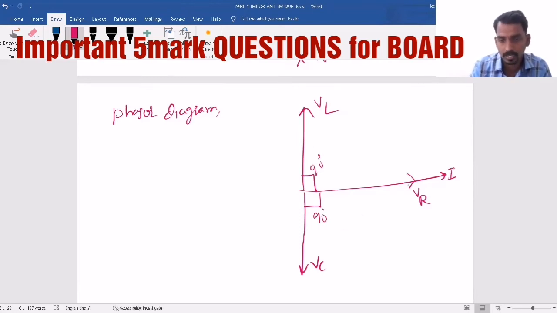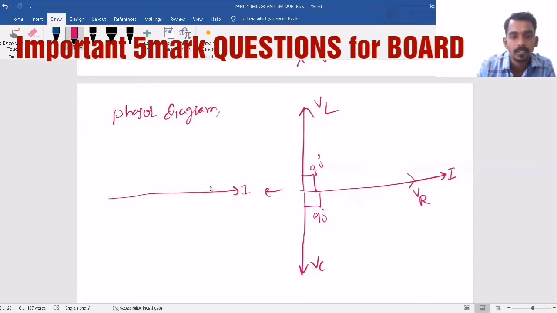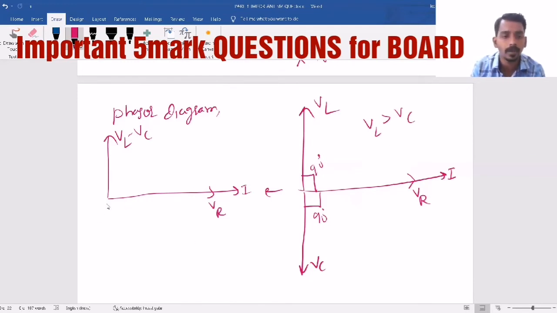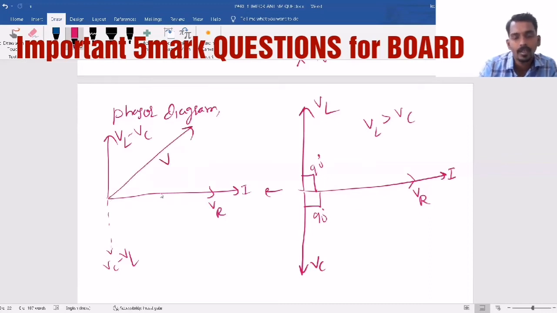Now, these are the three voltages across resistor, capacitor and inductor, and these are like vectors. Now, VL and VC are in opposite directions. So the resultant will become, just like this, this is current, this is VR, now VL minus VC. But here you have to understand one thing: if VL is greater than VC, it will become like this. If VL is less than VC, then you have to take the resultant like this. This is the case when VC is greater than VL. But let us take any one case, VL greater than VC, like this, then the resultant voltage will become somewhere in between them, this one.